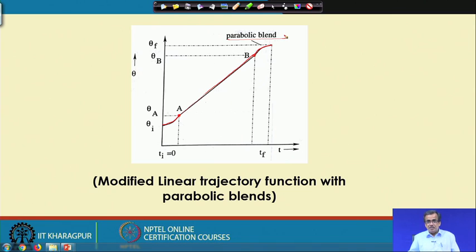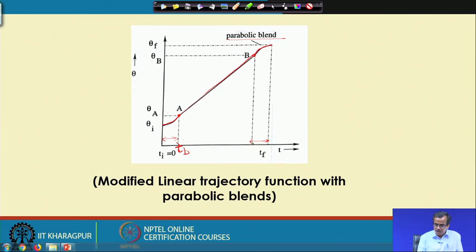Now, this parabolic blend is put at the beginning and at the end, just to avoid that particular infinite acceleration here and infinite deceleration here, just to avoid that jerky movement at the beginning and at the end. This parabolic blend is applied during some duration, and supposing that duration is denoted by T b.